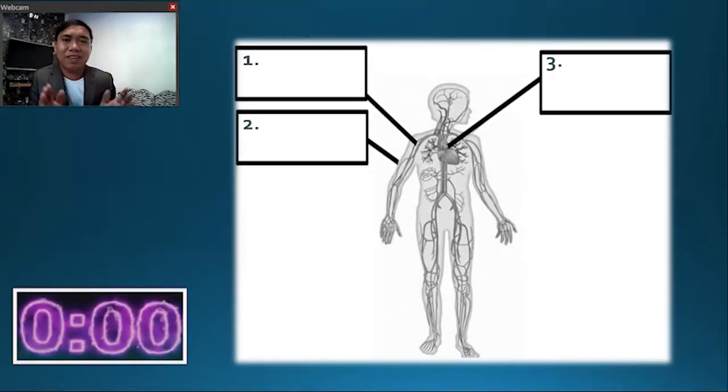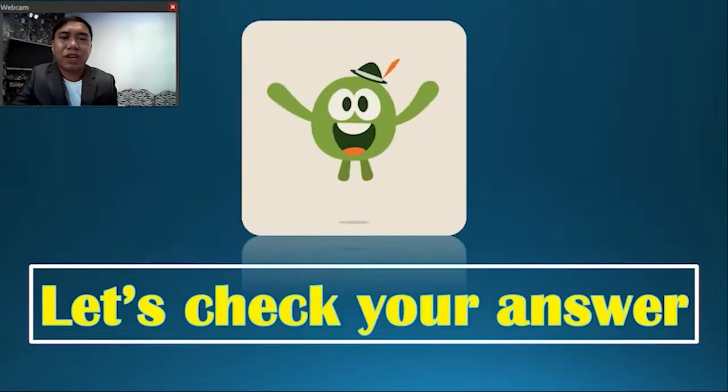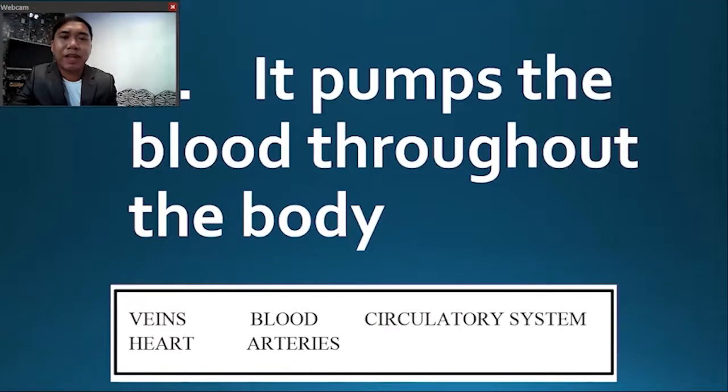Please do not write anything on your piece of paper because we will check that today. So please be honest while you are checking your own work, because it will evaluate whatever you learned from our topic today. So let's check your answer. For number one, the answer is heart. It pumps the blood throughout the body. You got the correct answer? If you got that, congratulations.